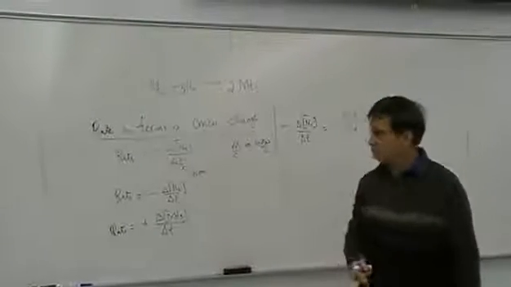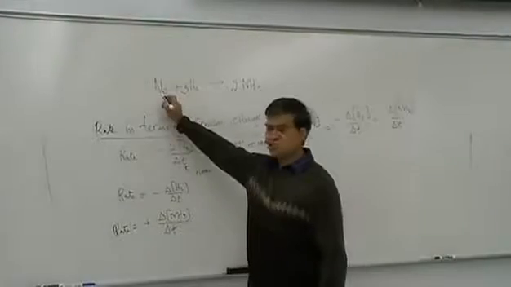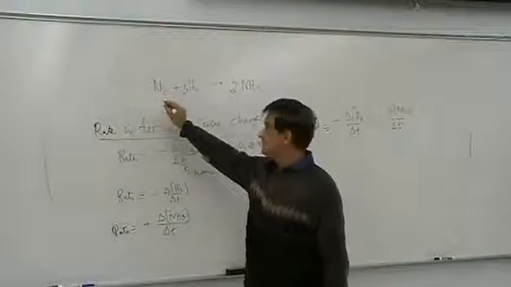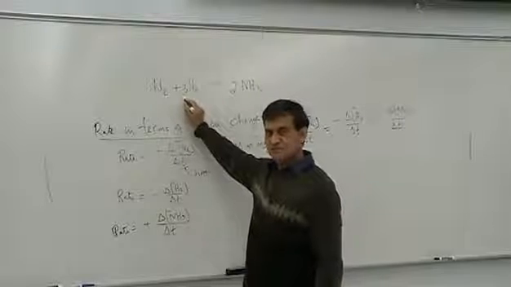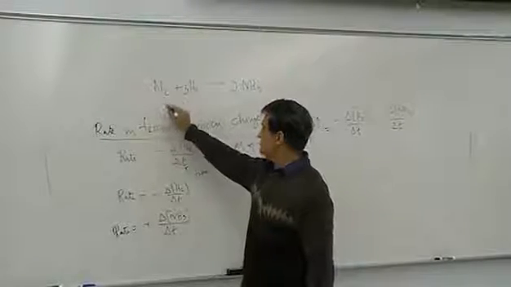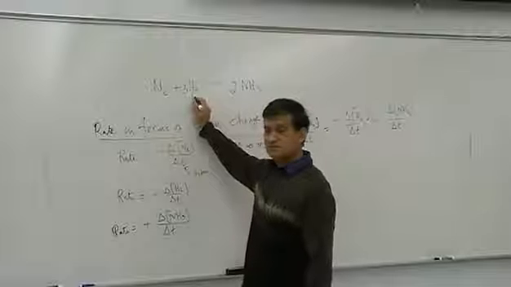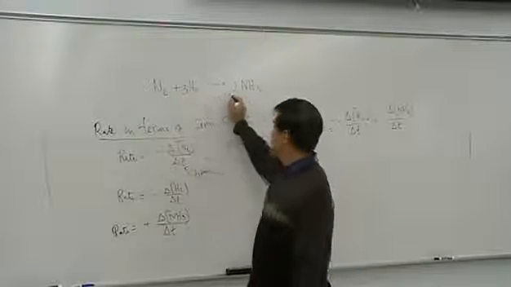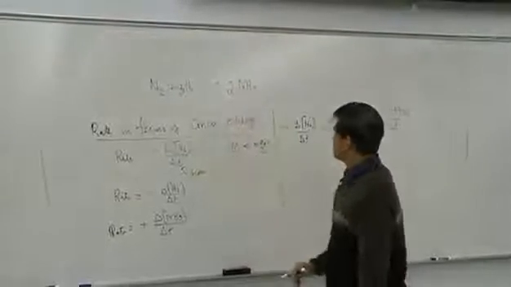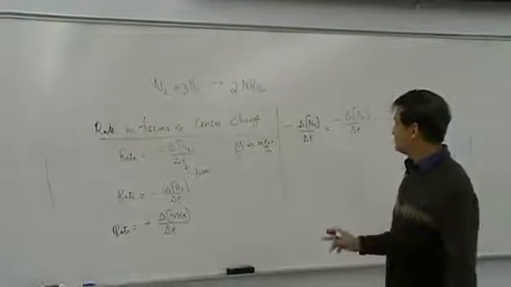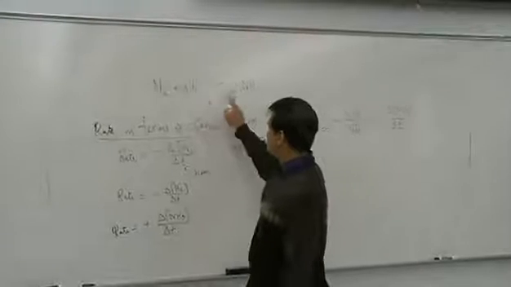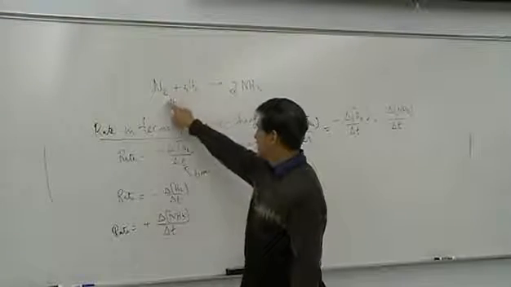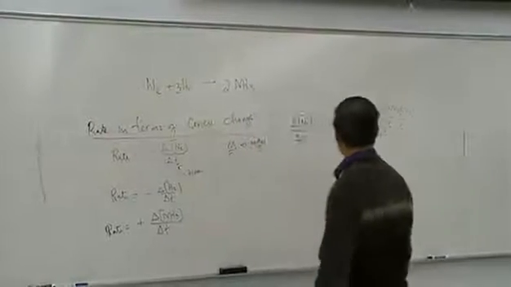Answer is no. Look at here. Each time one nitrogen reacts, three of the hydrogen would react at the same time. So these numbers are not same. 3 times more hydrogen will be reacting at the same time, and 2 moles of NH3 will be formed. So rates are not same. Some of these are disappearing faster than the others, if you consider the same time frame.